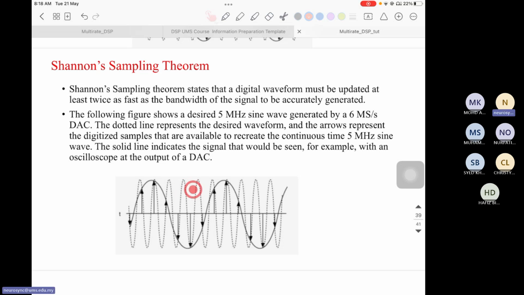The dotted line now is the desired waveform, and these arrows are the digitized samples. I want to create the continuous sine wave signal of 5 megahertz. The solid line indicates the signal that would be seen, that is the output of the DAC. So this is the Shannon sampling theorem.